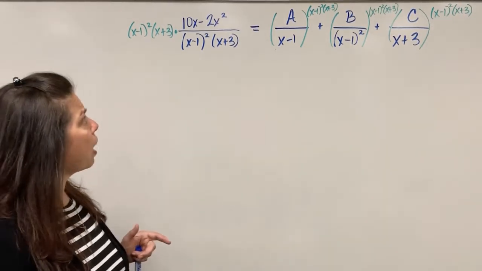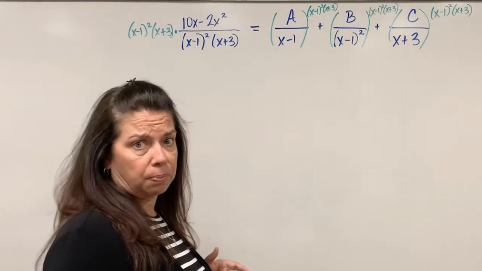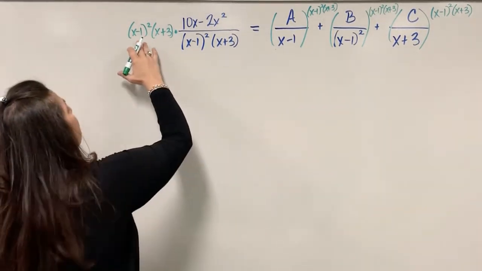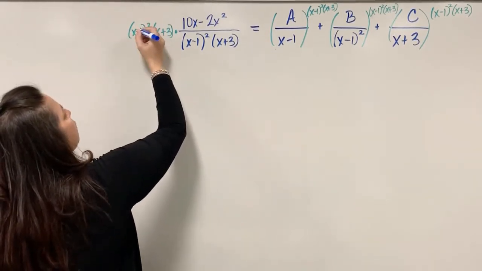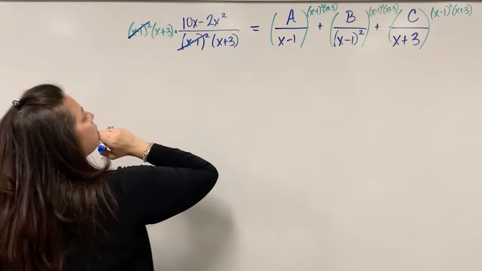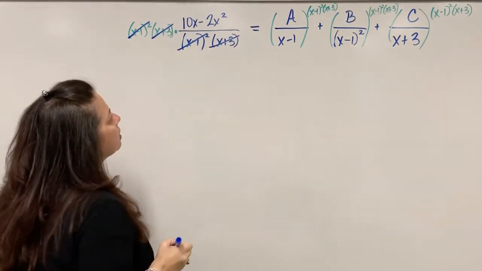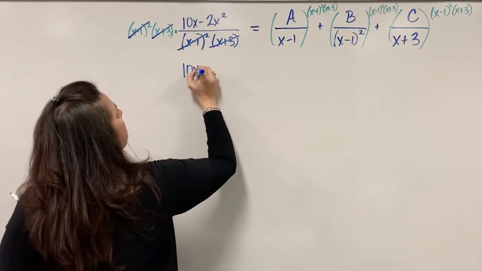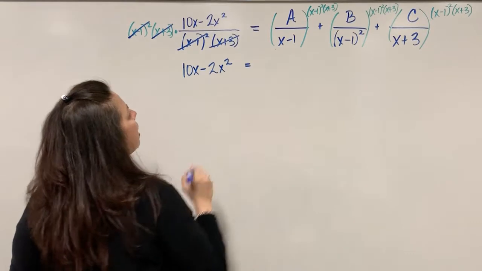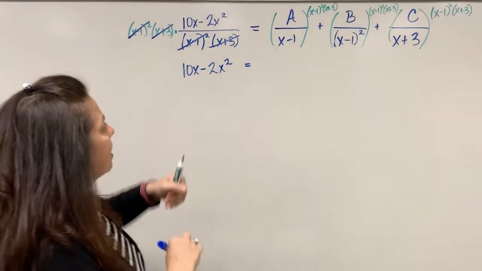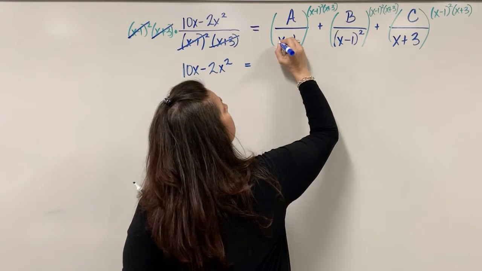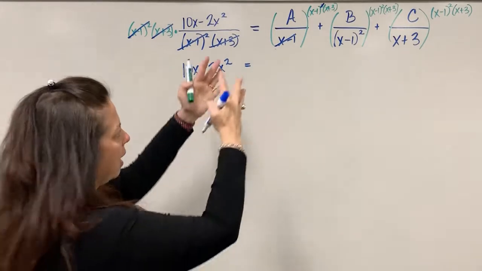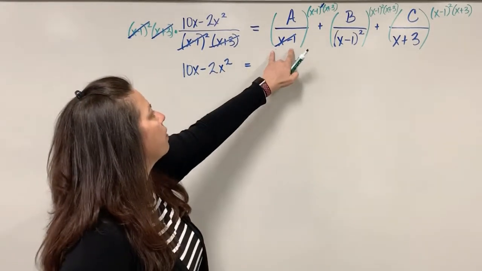Again, we call this clearing the fractions because in my very next step, as long as I did this appropriately, I should now have a new equation with no more fractions. On the left-hand side, x minus 1 squared divides out with this x minus 1 squared. X plus 3 divides out with this x plus 3. That was all by design, so that I can now get just 10x minus 2x squared on the left side by itself. On the right side, what divides out here is an x minus 1 with only one of those x minus 1s. So I had an x minus 1 squared, but only one of them divided out.